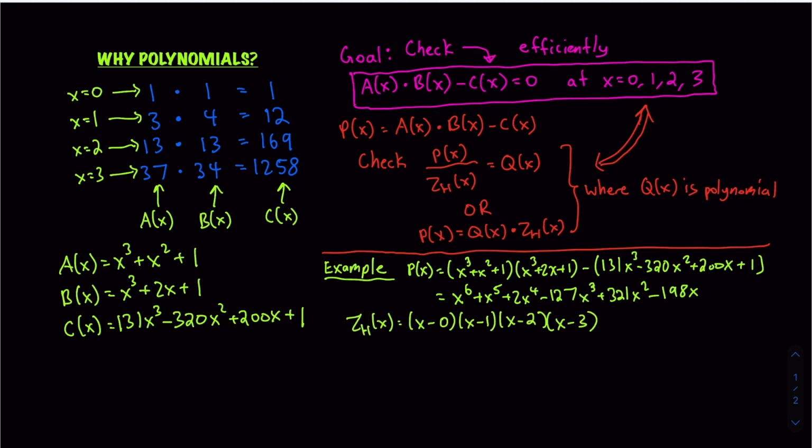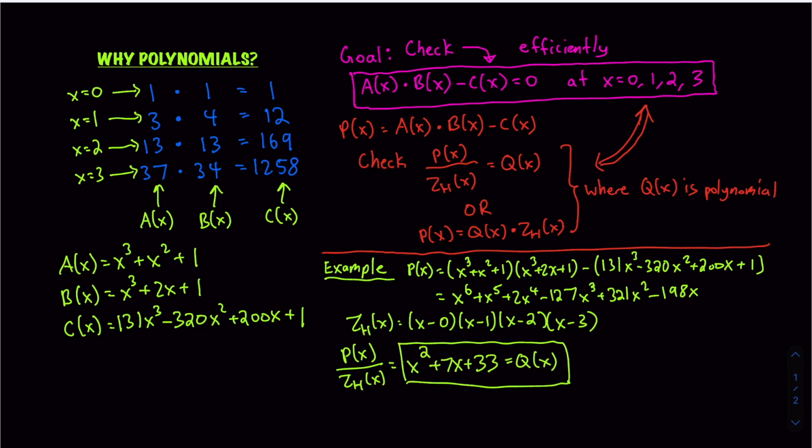If we divide p of x by our vanishing polynomial, we get the quotient polynomial q of x, which turns out to be x squared plus 7x plus 33. Feel free to pause here and double check the math. The key takeaway is that we ended up with the proper polynomial q of x, not a fraction that couldn't be simplified. That's exactly what we want.